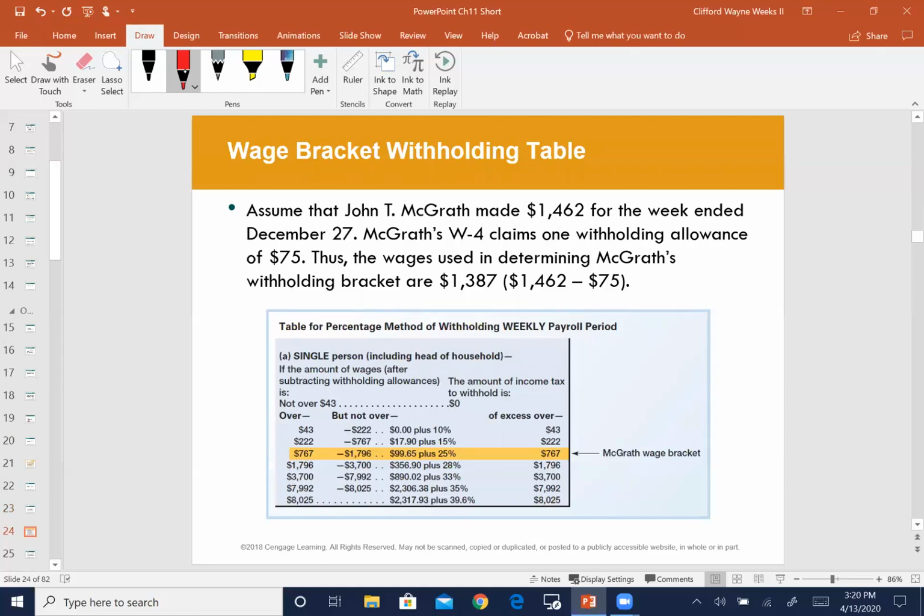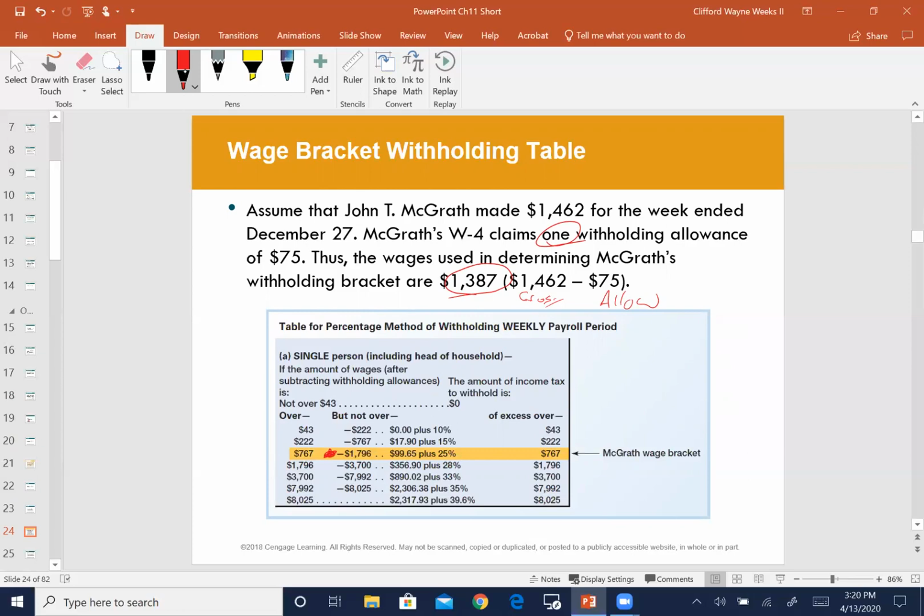Remember, John T. had gross earnings of $1,462 for the week ended December 27th. McGrath's W-4 claimed that one withholding allowance of $75. So we're going to look in his wage bracket. We take his gross, subtract his allowance, and we're going to be looking for this number on the table that is presented. You can see that 1,387 falls somewhere in between the 767 and 1,796.